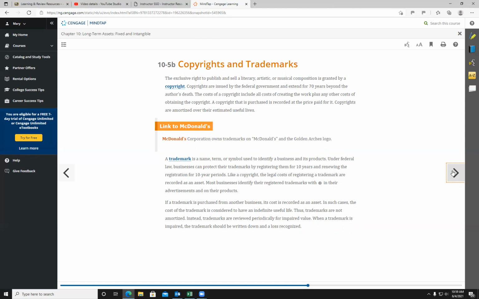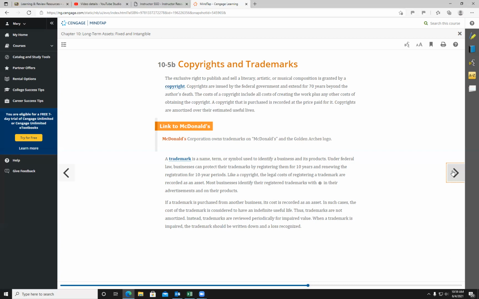Like a copyright, the legal costs of registering a trademark are recorded as an asset. Most businesses identify their registered trademarks with the little circle with R in it in their advertisements and on their products. That's to let you know that, hey, that's our trademark.